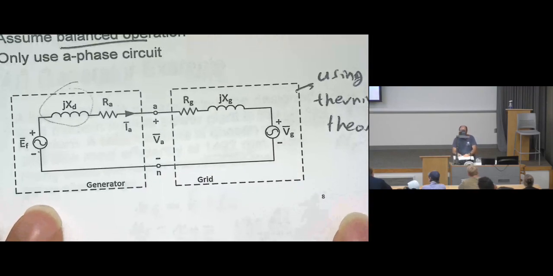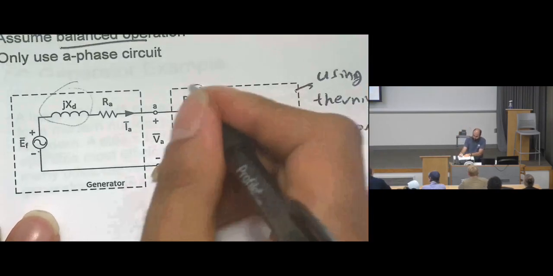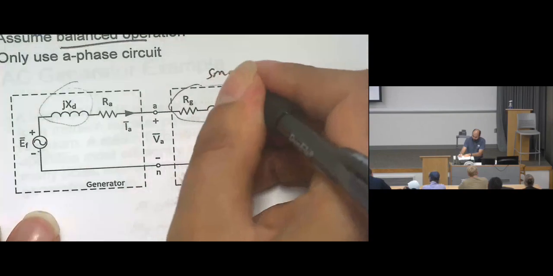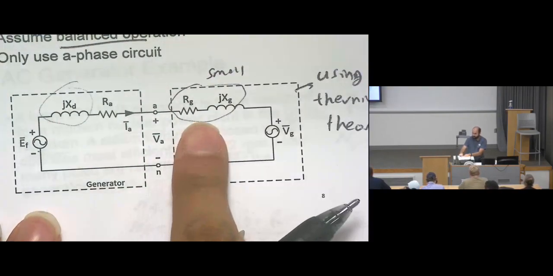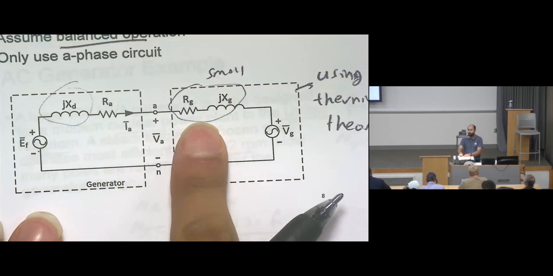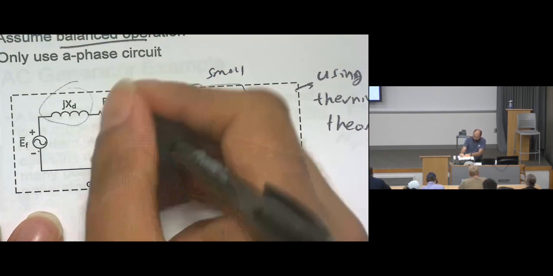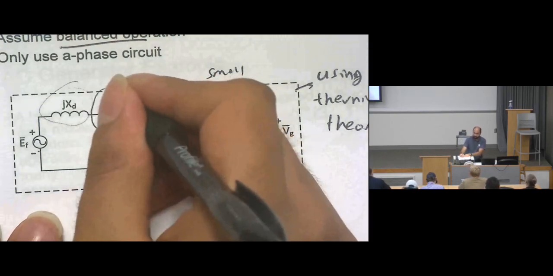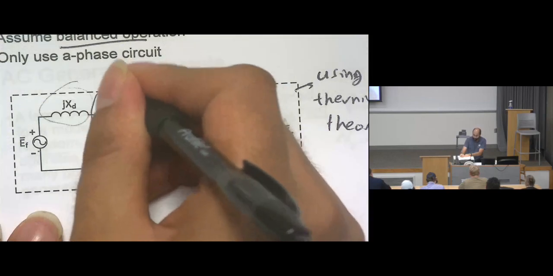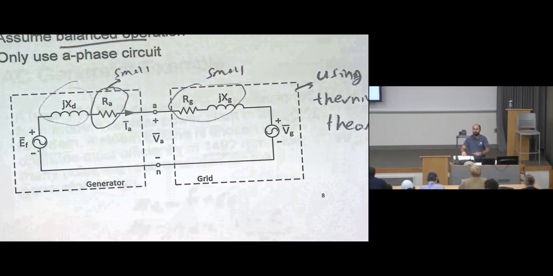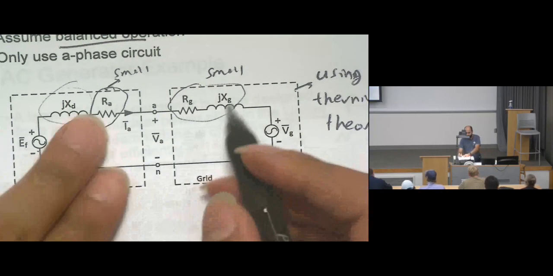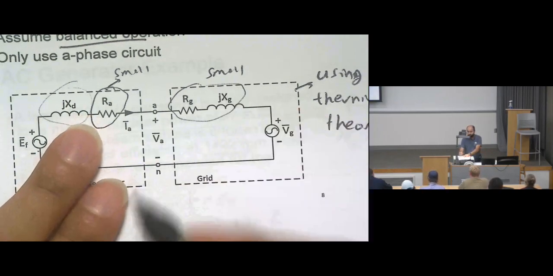Most likely, for strong grid conditions, these values will be small, so they can be negligible. We can neglect them if they are very small. And also, most likely, if this generator is well designed, the internal resistance will be very small as well, which means its impact is very little. So we can remove them, or neglect them.